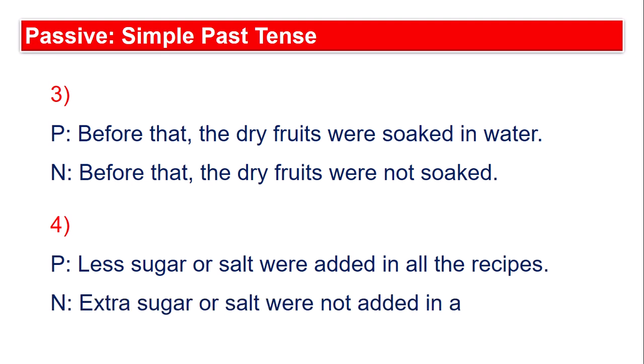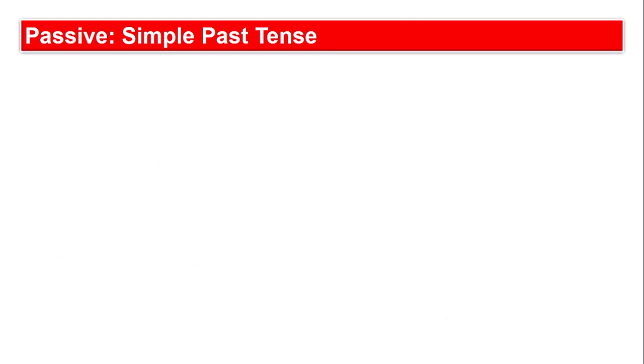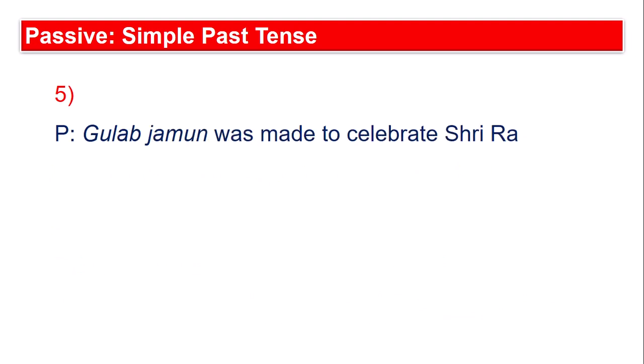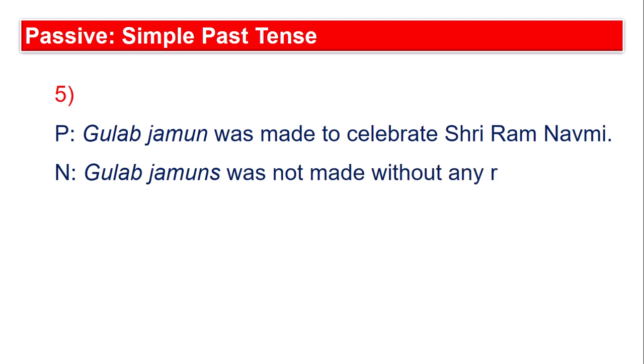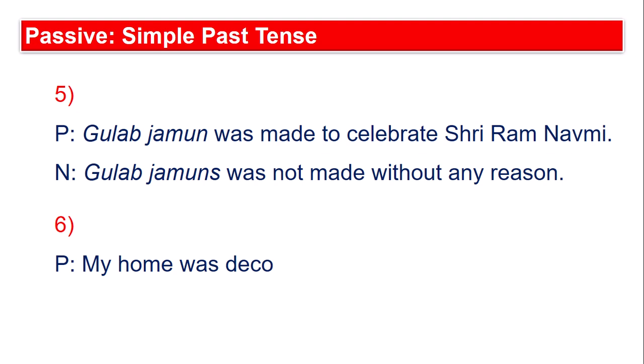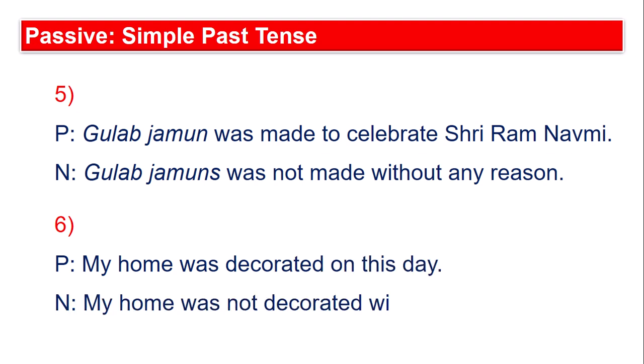Fourth sentence: Less sugar or salt were added in all the recipes. Extra sugar or salt were not added in any recipe. Fifth sentence: Gulab jamun was made to celebrate Ram Navami, Sri Ram Navami. Gulab jamun was not made without any reason. My home was decorated on this day. My home was not decorated without a reason.